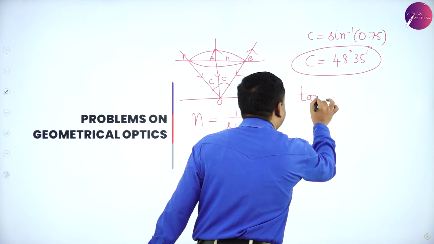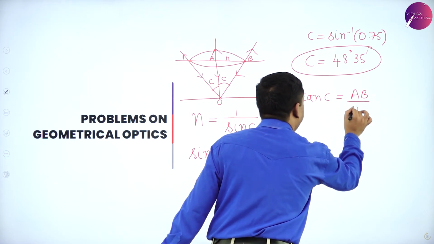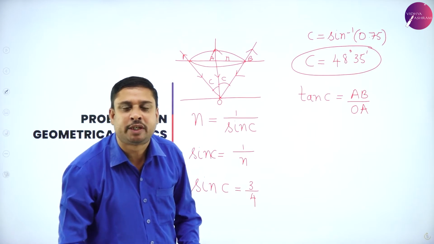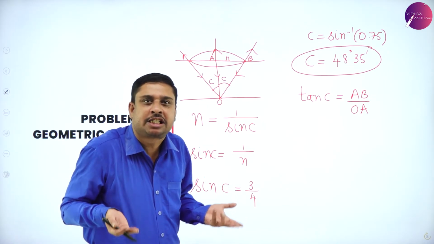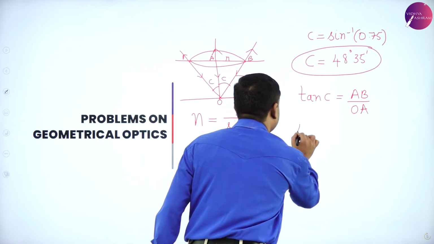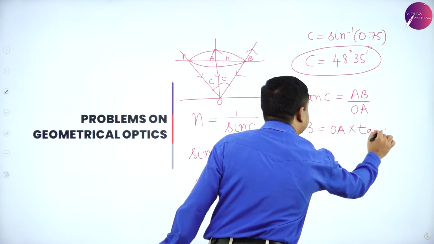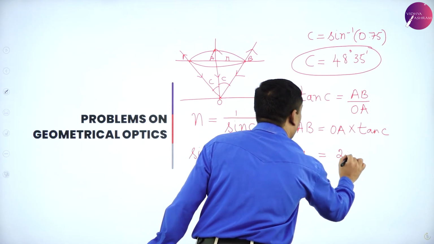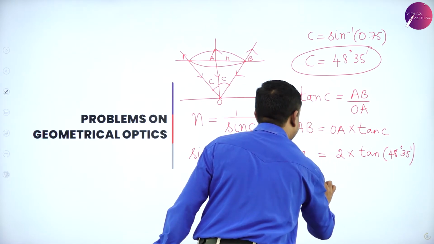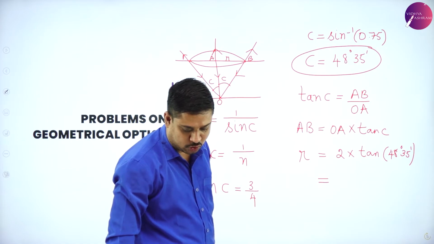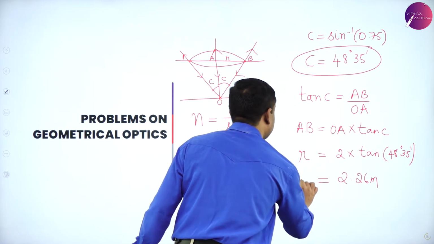from the diagram. Again I calculate tan C, which is AB divided by OA. Now look at the beauty. Very simple. What is AB? Nothing but the radius. So my objective was to calculate the radius. So AB is OA into tan C. So R was 2 into tan 48 degrees 35 minutes. So the radius turns out to be equal to 2.26 meters. So very simple now.